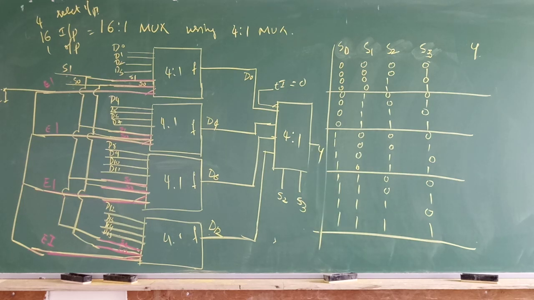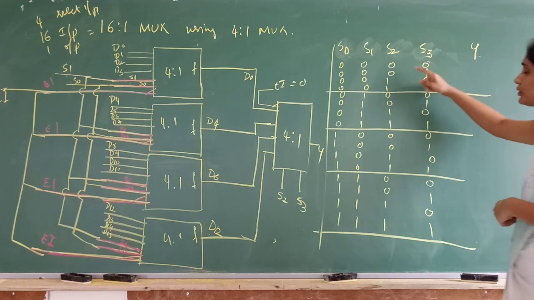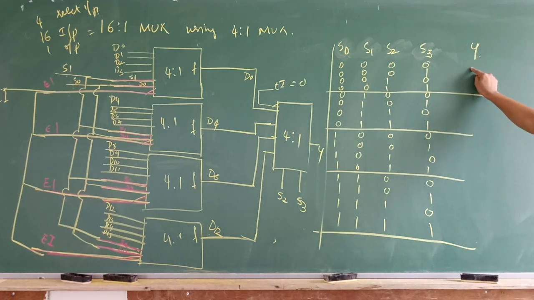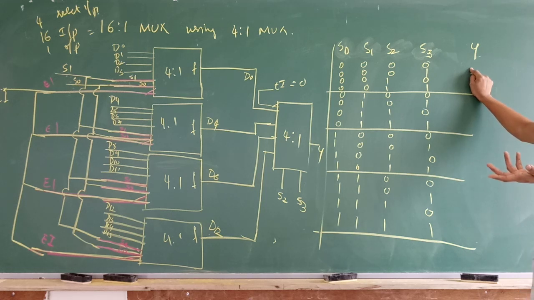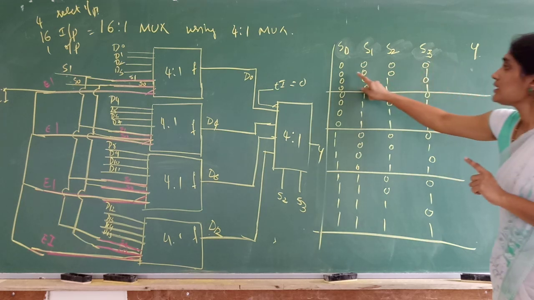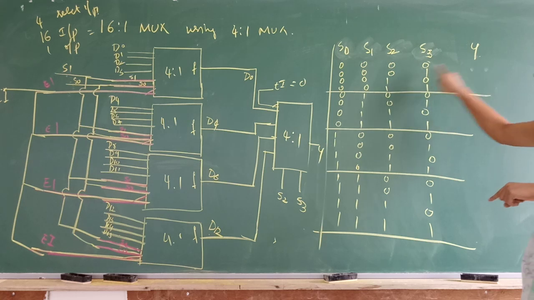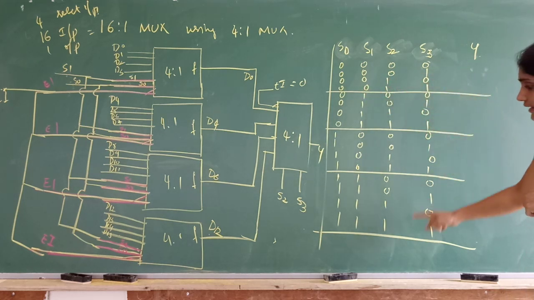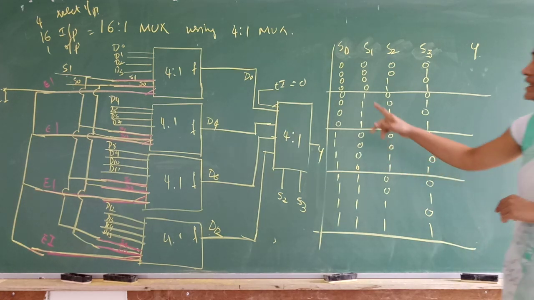So S0, S1, S2, S3 are the select inputs. If I have 0, 0, 0, 0 as input, one output I should get: D0, D1, D2, D3 or any one out of 16. 0, 0, 0, 1, another one. 0, 0, 1, 0, third output. 0, 0, 1, 1, fourth. Like that, 1, 1, 1, 1, the 16th output I have to get. Now with this connection, just look at this.